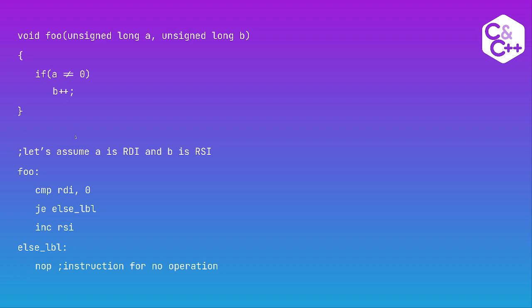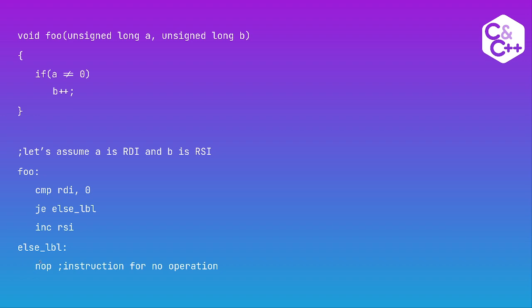So first, let's assume again a is RDI and b is RSI. Those are just the random registers that I choose. It doesn't matter. First of all, for this comparison, we have to compare RDI, which is a, to 0. And if the jump is equal, we're going to jump to the else label, which I defined here. If a is equal to 0, it will jump to the bottom here. But if it's not, it's going to continue and increment the RSI, which is what we are doing here.